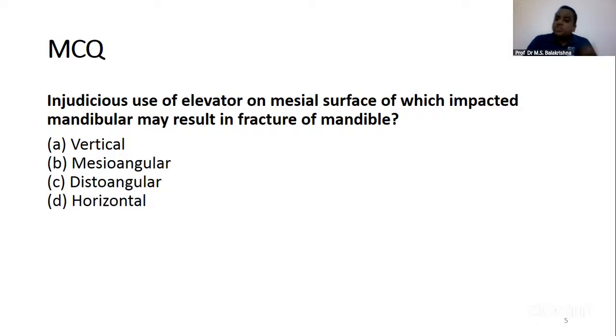So one of the most common is vertical impaction. Mesioangular is the easiest impaction to do. Distoangular is the most difficult impaction to do, and horizontal impaction causes nerve injuries. So these are the high yielding facts you should learn in and about this particular question.